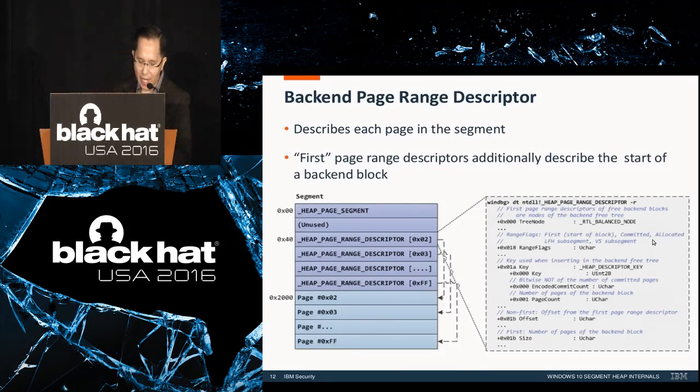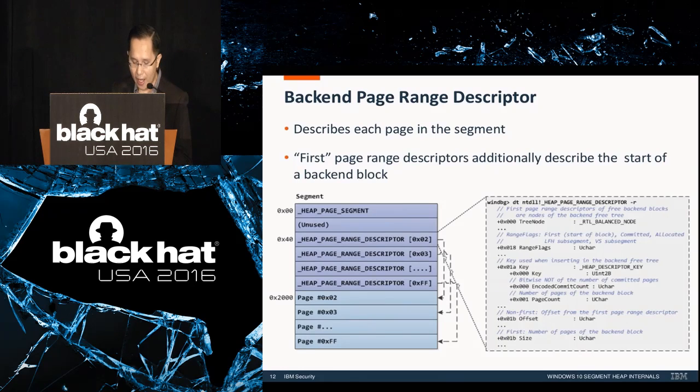Next, because backend blocks can span multiple pages, there are what are called the first page range descriptors, which are basically the page range descriptor for the first page of the backend block. First page range descriptors are marked as such by the first flag in the range flag field. And they have additional fields set, such as the size field, which is equal to the size of the backend block in pages.